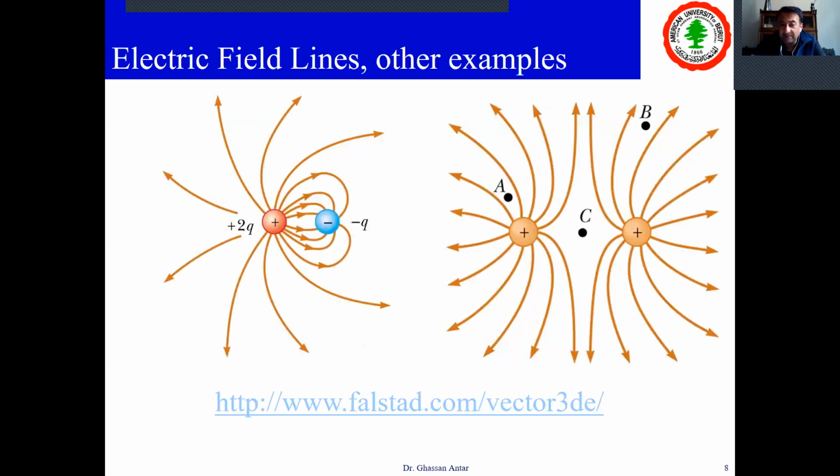This is another example, plus 2Q and minus Q. You see the electric field lines to the left, and this is to the right when you have the electric field lines for two positive charges.